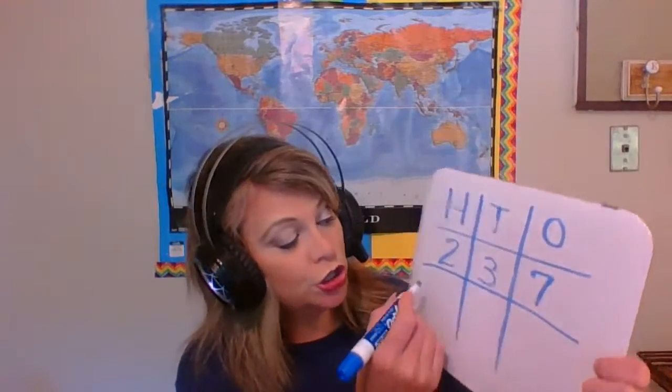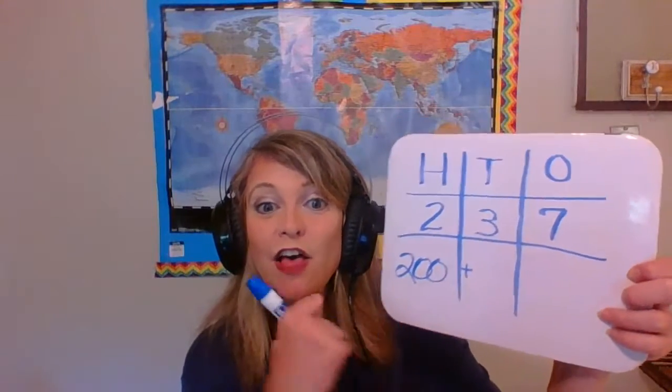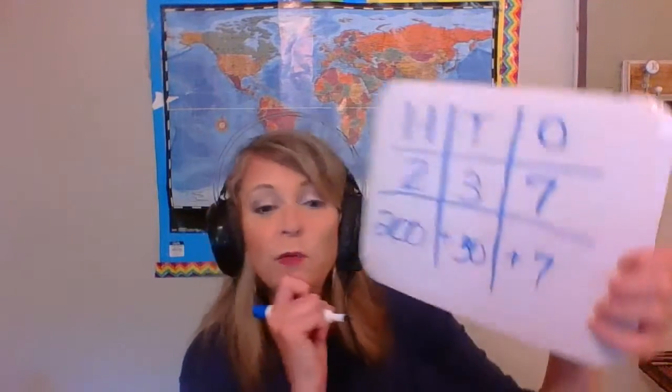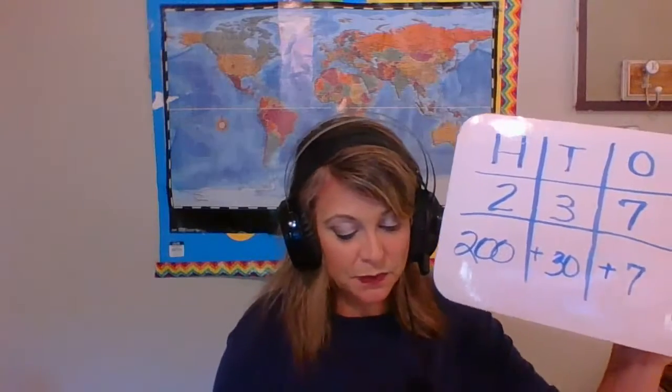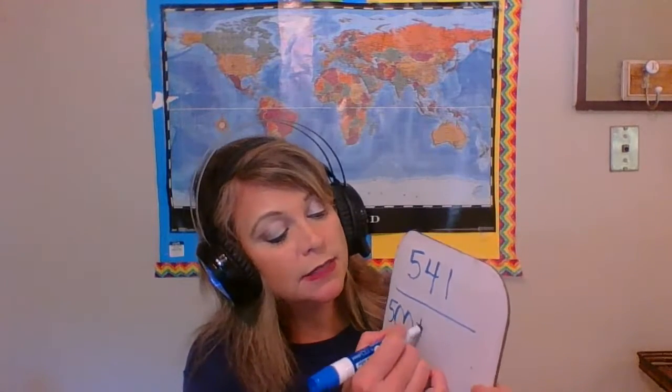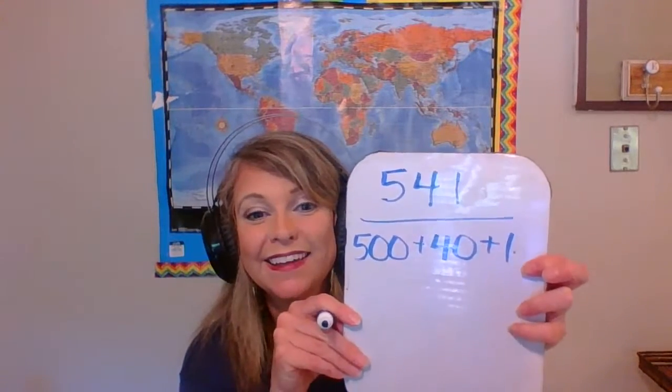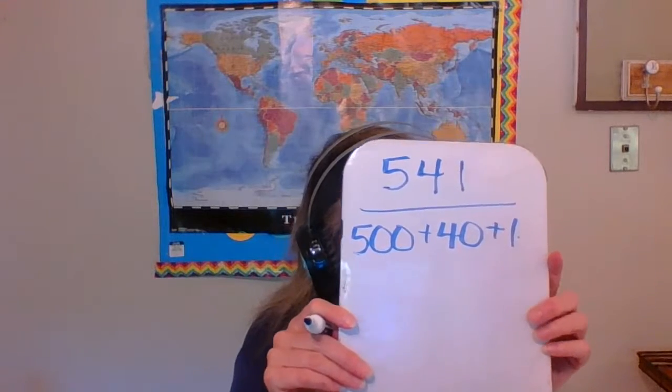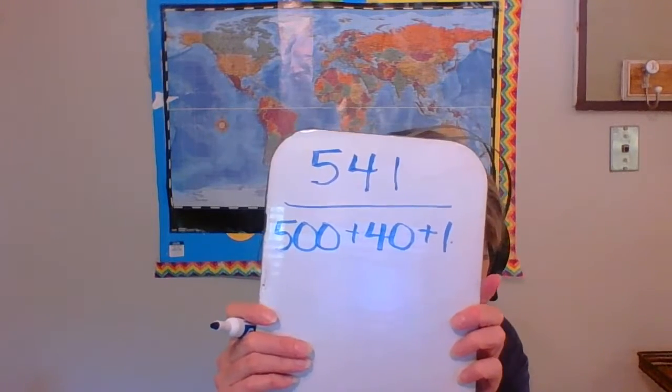All right, so how much is the 2 in the hundreds place? 200 plus 3 in the tens place? 30 plus 7 in the ones place? 7. Okay? All right, so I want you to practice that again. 541. Can you break apart that number for me? 500 plus 40 plus 1. With me? Very good. These are the value of a number, okay?